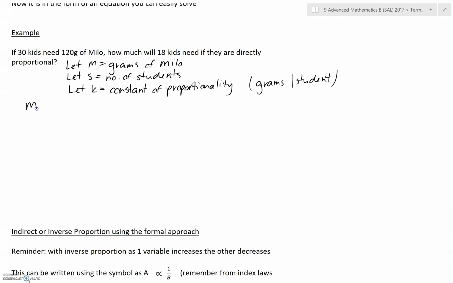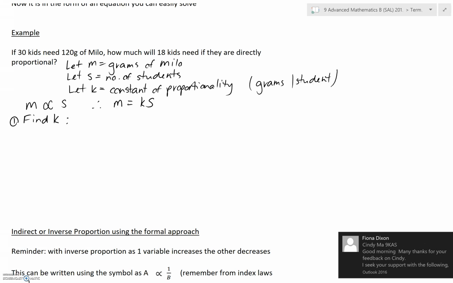So we know that M is directly proportional to S. And we know that because it told us that in the question. So we also know if we add in the constant of proportionality, M is going to be equal to the constant of proportionality times S. And we know that because that's the rule that relates to direct proportionality. So now we've got it in an equation form, so we can actually substitute what we know and solve. So let's do that. So the first thing I want to do in this situation is find K. I don't know what that is. I've got 3 unknowns at the moment in my equation, and that's a problem. So let's substitute in what we do know to find the one unknown we don't know.